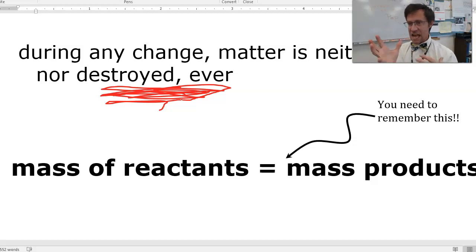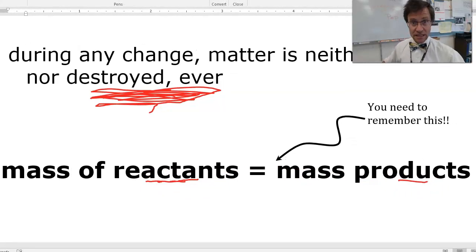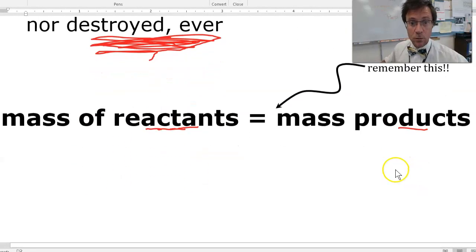Even if we can't see it right in front of us, it's there. So the mass of reactants, the things that go into a chemical reaction, will always equal the mass of the products, the things that are produced in a chemical reaction, right? Reactants react, the products are produced. It kind of works like that.